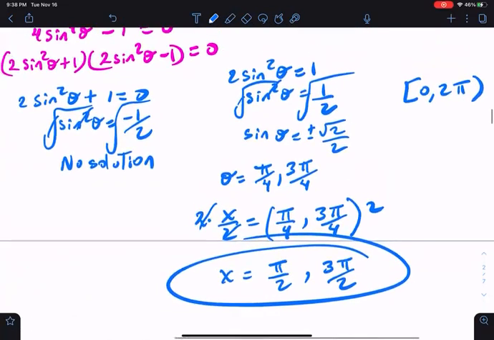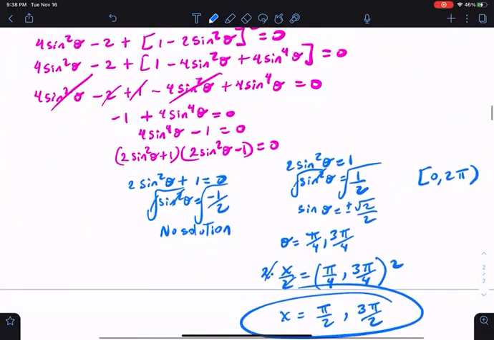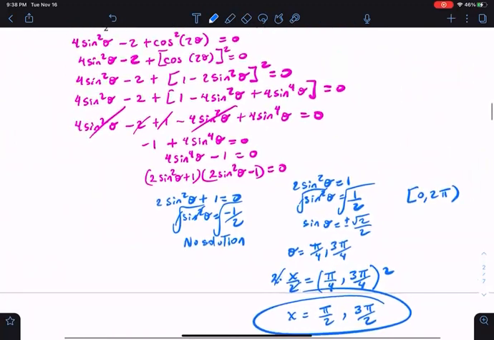So this was a little intense in the class because we were getting that sine to the 4 power, and that was the tricky part. So be careful with problems like this on the test.